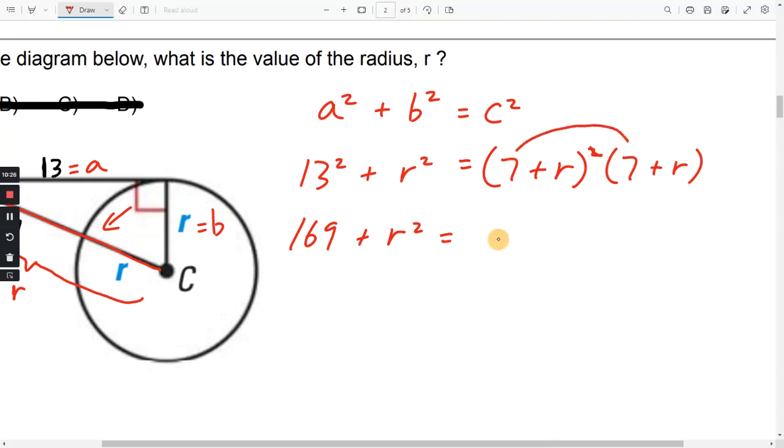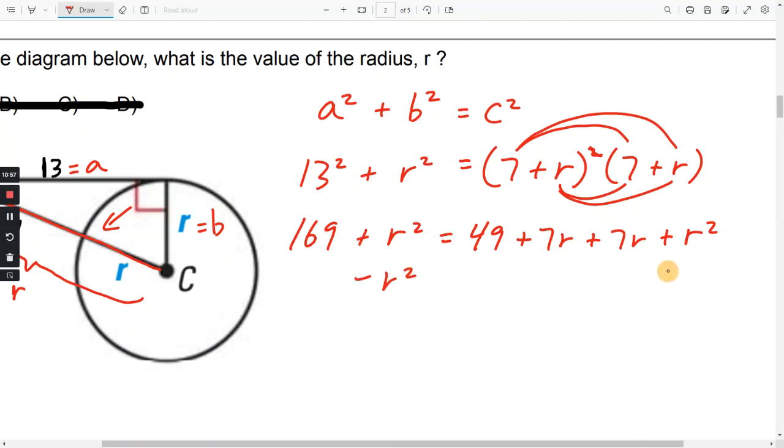So we have 7 times 7, that's 49. And we have 7 times r, that's 7r. And we have r times 7, that's 7r. And we have r times r, that's r squared. Now, if you notice, we have r squared on both sides and nothing else is squared. So we can immediately get rid of that. The opposite of positive r squared is negative r squared. So do that to both sides of the equal sign. And this cancels here, and this cancels here.